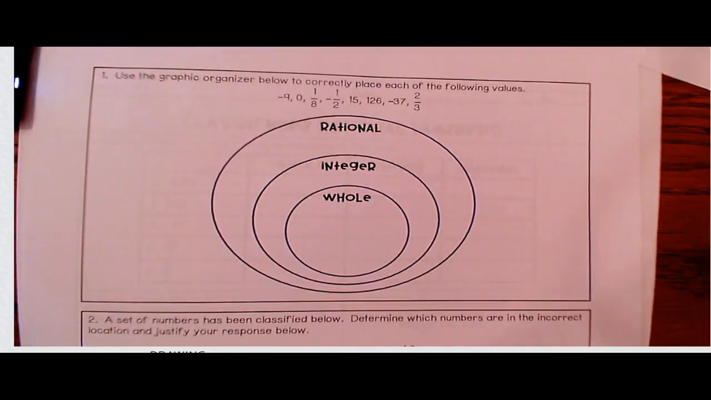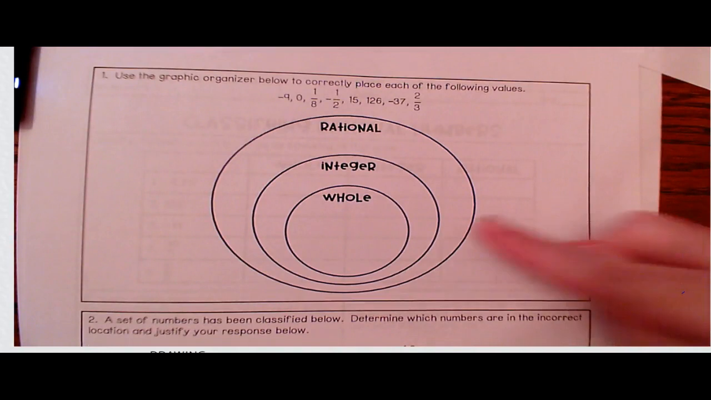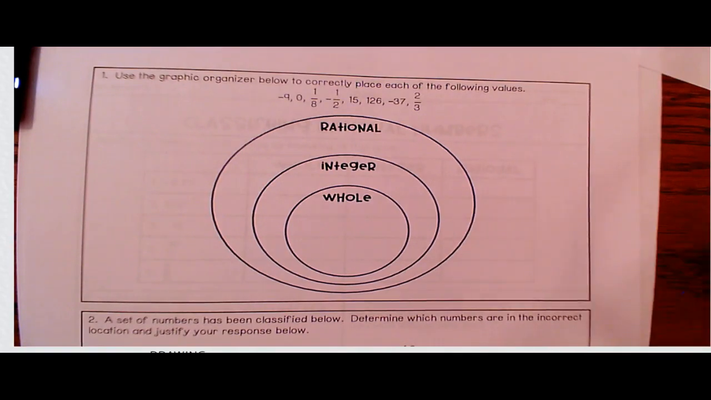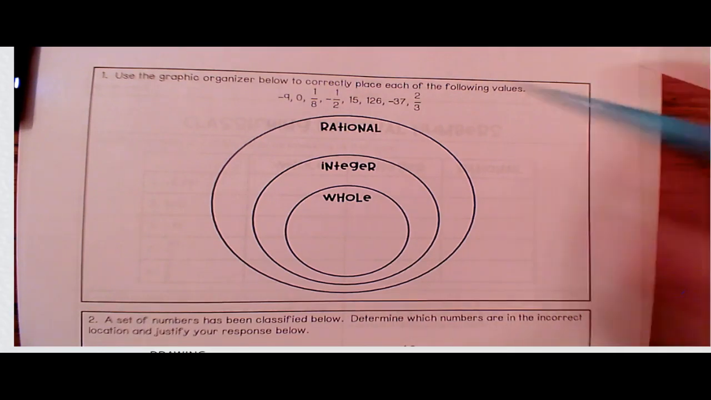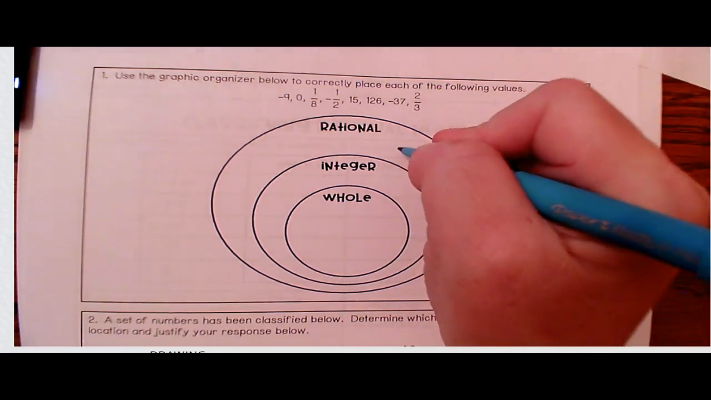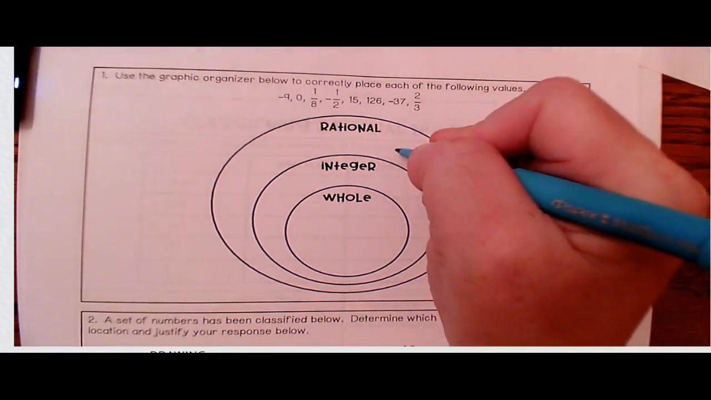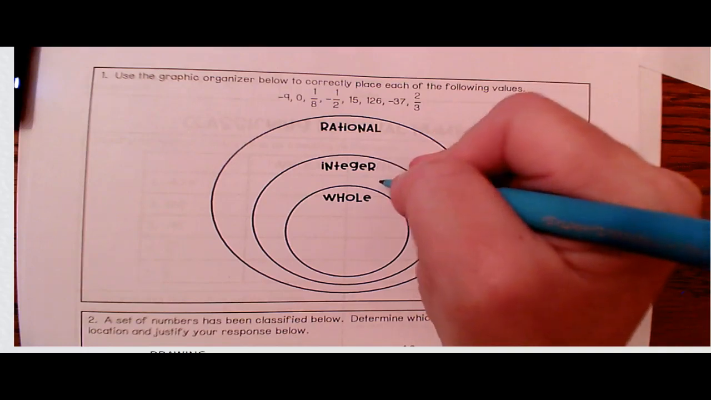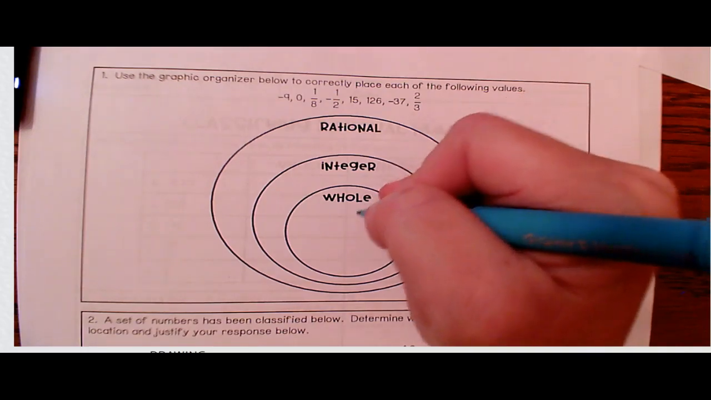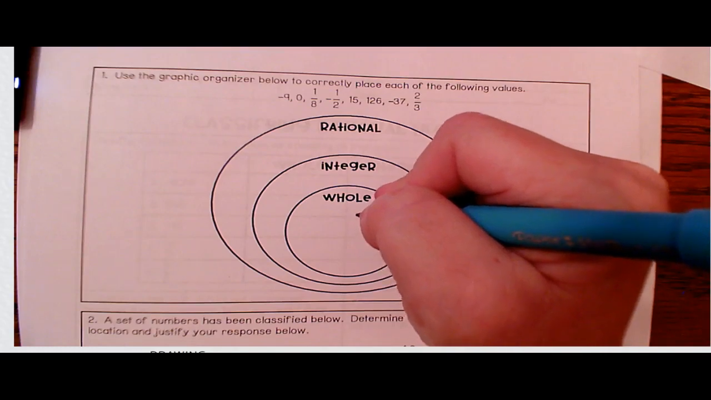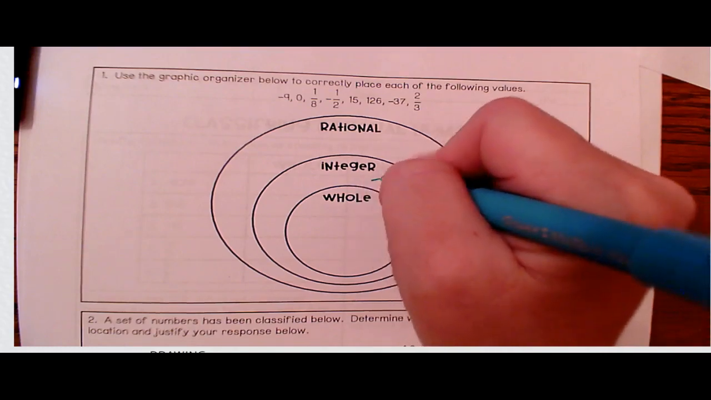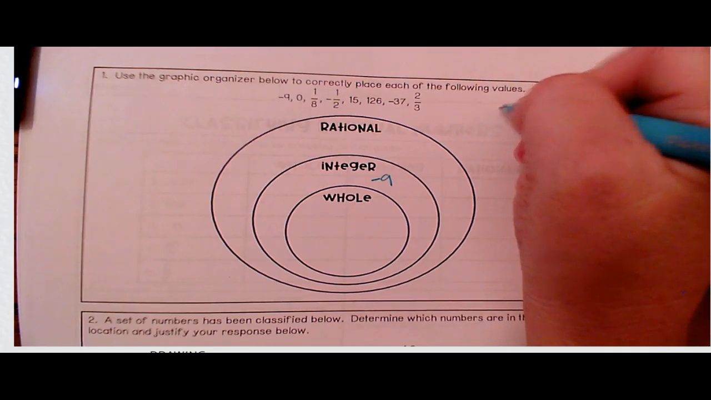So we're going to use the graphic organizer, this Venn diagram, below to correctly place each of the following values. -9. Is negative 9 a rational? Yes. Is negative 9 an integer? Yes. Is negative 9 a whole number? No. So let's make some notes on here.